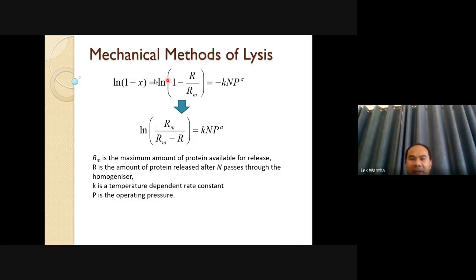Expressing X as R over Rm and rearranging the equation, you get log of Rm over Rm minus R equal to K N to the power A. Please remember that A is a function of the type of cell and also of the culture media, but K is a function of temperature.